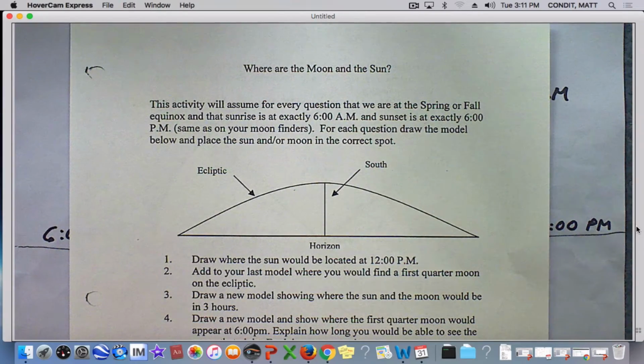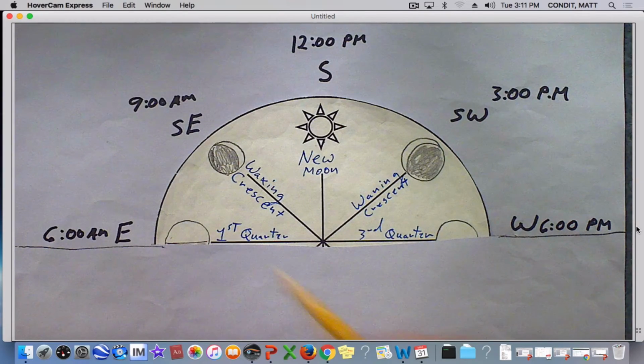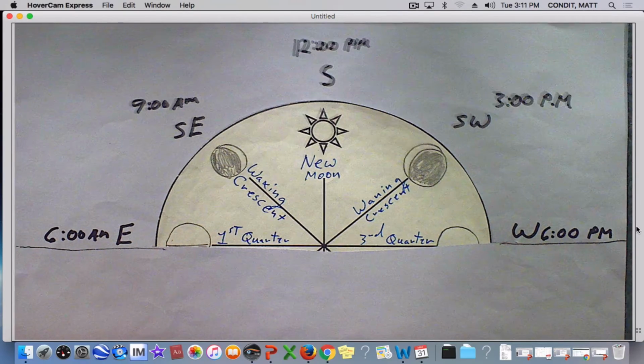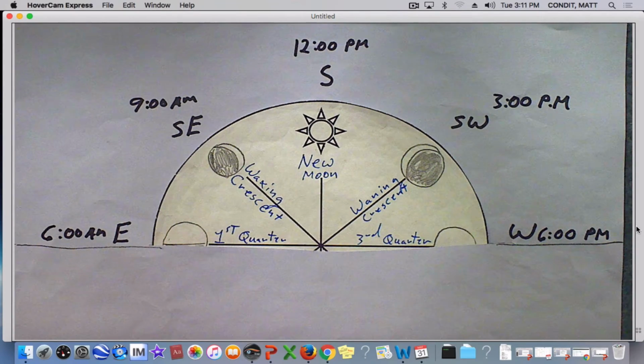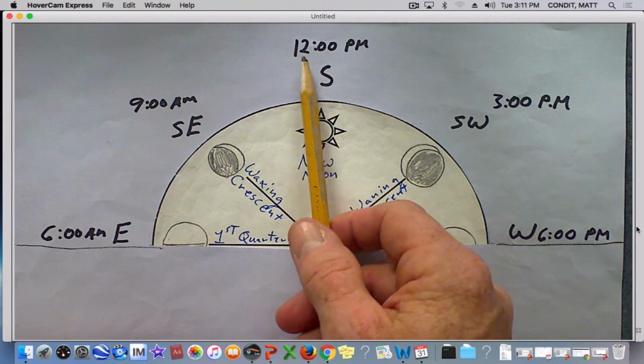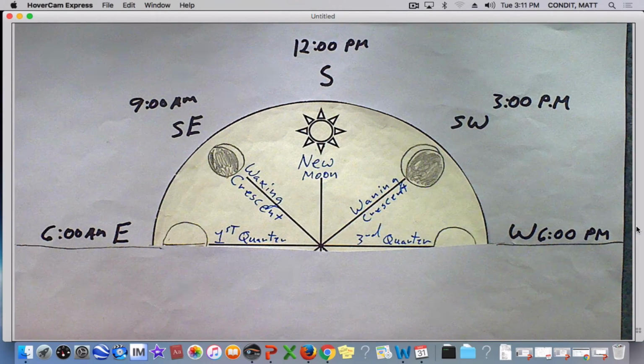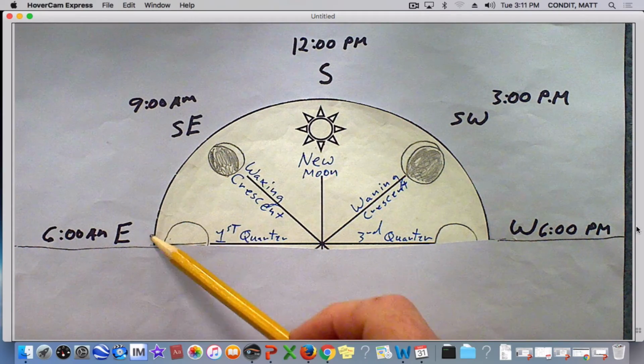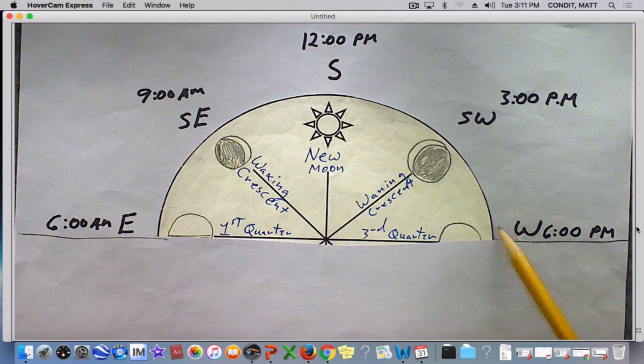Just to start with, we've built our moon finder. A couple things we need to remember about the moon finder, even though it really doesn't work like this except for maybe one or two days of the year: 6 a.m. will be exactly east, 6 p.m. will be west, and local noon is going to be right at 12 noon, which we know really doesn't happen a whole lot, but it works for the questions we're going to ask. We need to think of this right here as our ecliptic line. That's important for question 1.